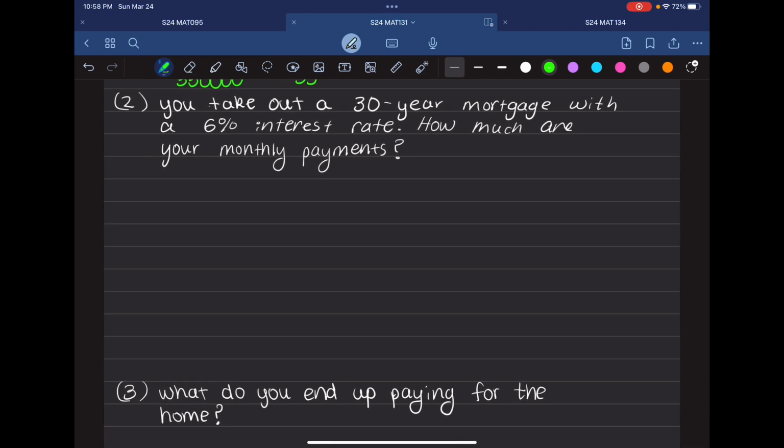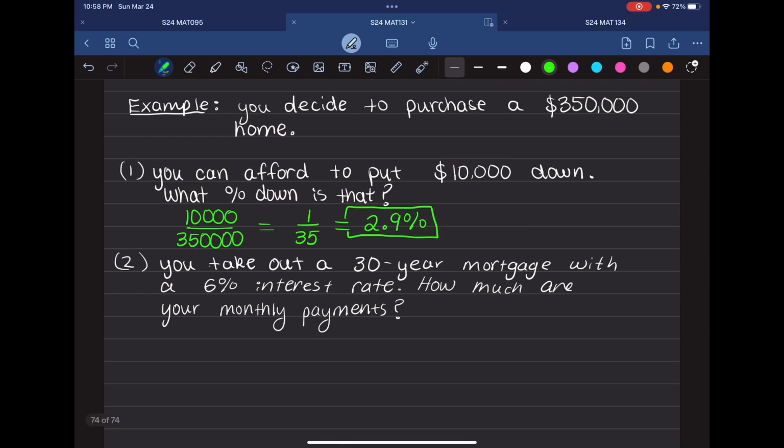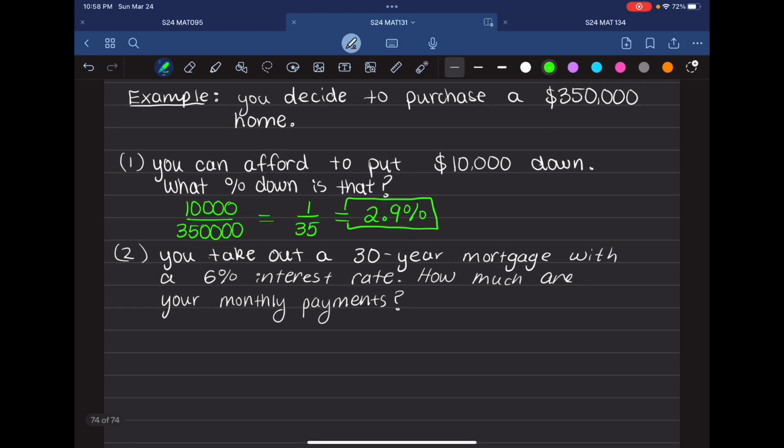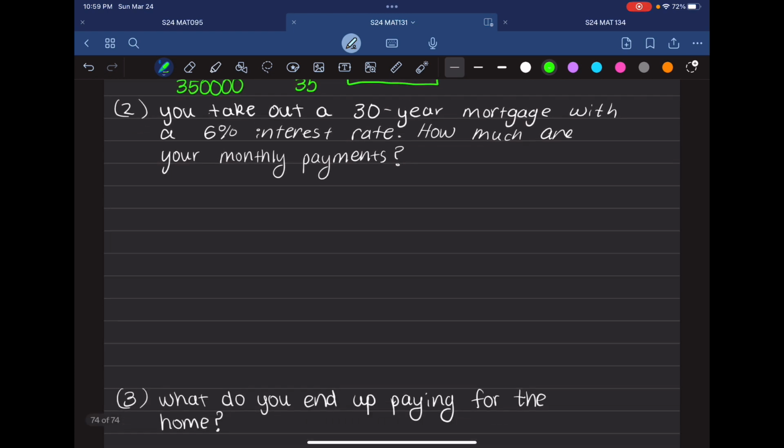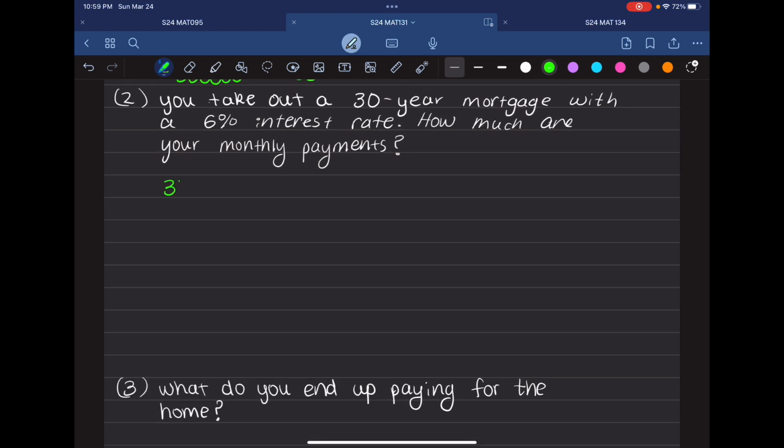All right, next we take out a 30-year mortgage with a 6% interest rate. How much are your monthly payments? This you treat just like a loan, which is a payout annuity. So we have our original balance, or our principal, is going to be that $350,000, and you're going to subtract off the down payment of $10,000. So the principal is going to be $340,000.